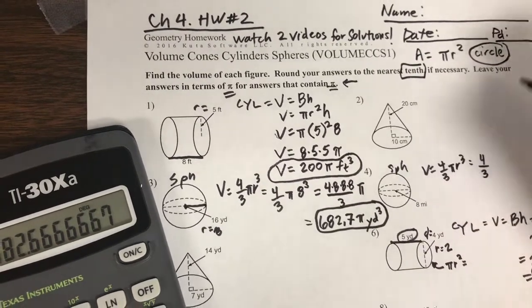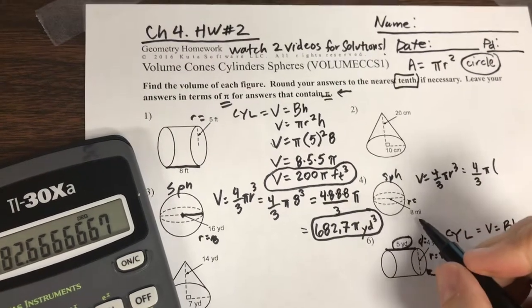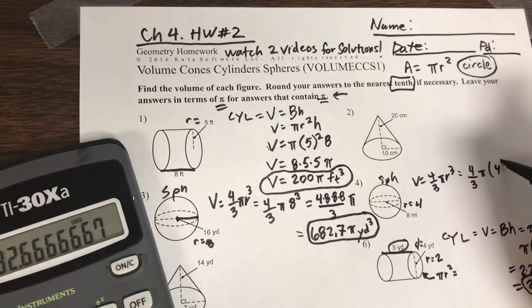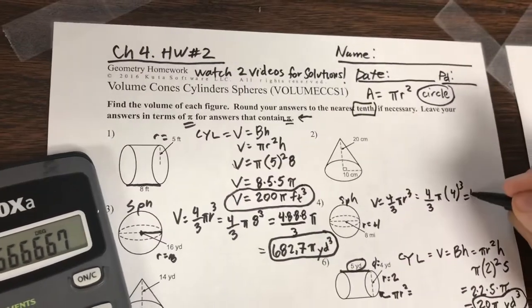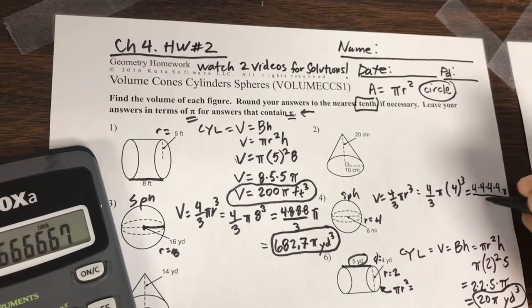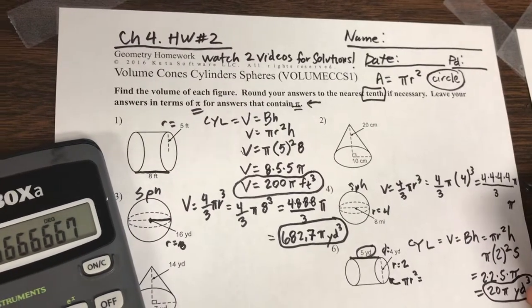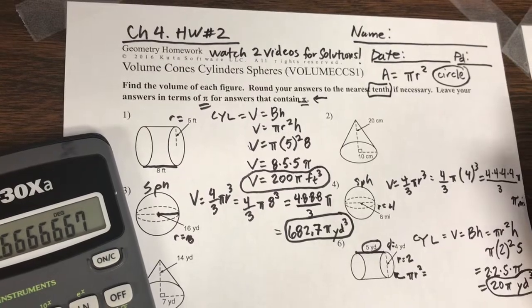So 4 divided by 3 times pi times, oop, they did it again. The diameter of the great circle in the picture is 8, so my radius would have to be 4 cubed. So I need 4 times 4 times 4 times another 4, all divided by 3, and then leave the pi there. They don't want us multiplying by the pi.